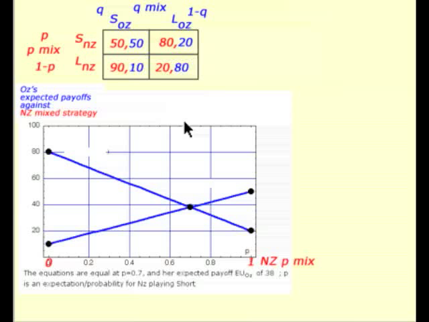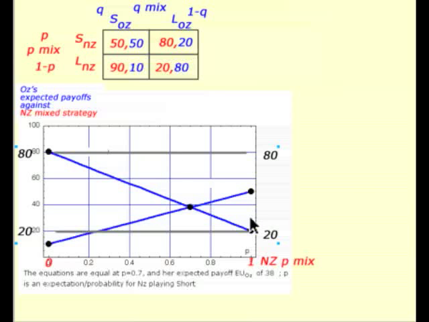New Zealand's got to come up with some sort of chance that they're going to throw short or long, and that's also going to be a belief, because Australia is going to have some sort of belief about them throwing short or throwing long. Have a look at this graph. I put 2 lines on here, the 80-20 line.